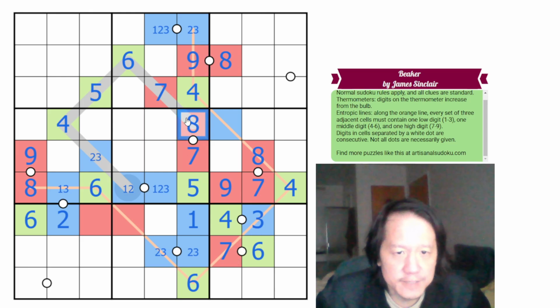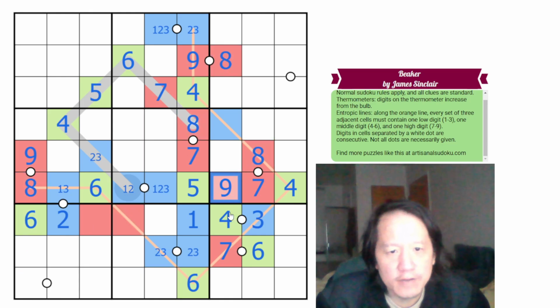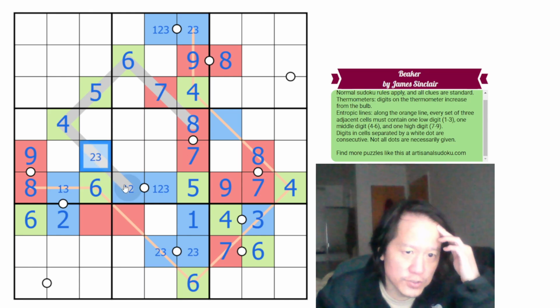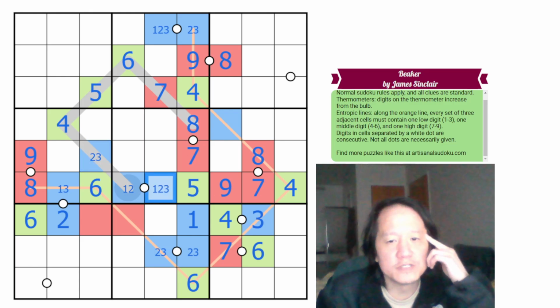Let's see. What else do we have? Oh, yeah. So similarly here, if this is 2, this has to be 1, and this is 3. If this is 3, this is 1 and 2, so that's fine. But, okay, so what is this cell then?